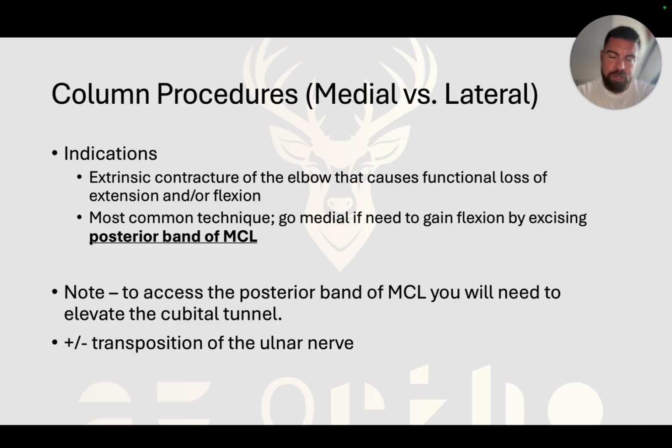The indications for it are that you have an extrinsic contracture of the elbow that causes functional loss of extension or flexion. The most common technique is to go medial, because you need to gain flexion by excising the posterior band of the MCL. Now, the big thing for this is, as I've just said, you need to elevate the cubital tunnel, and in doing so, you need to handle the nerve. So you need to be very careful with regards to this, being confident on it.